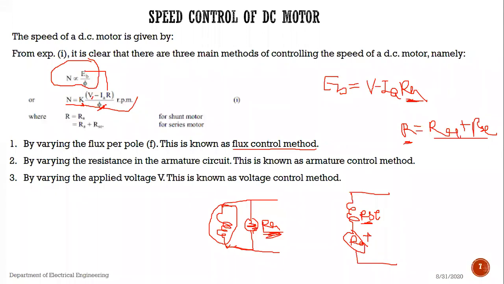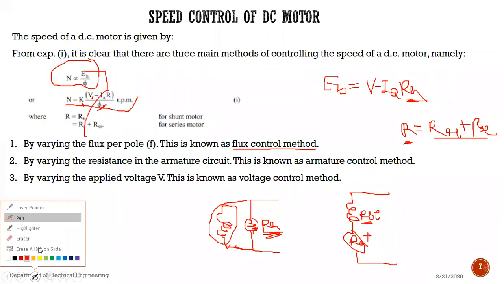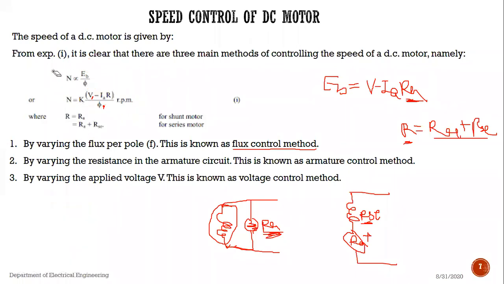Again, that voltage is a constant. Then what thing can we change? We can change the value of resistance. If we change the value of resistance, what will happen? We will see in detail.